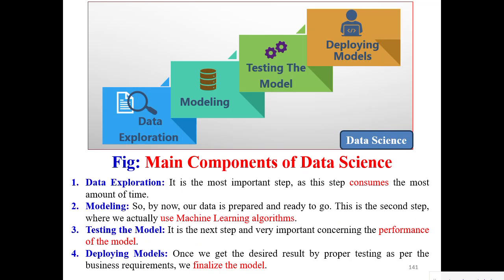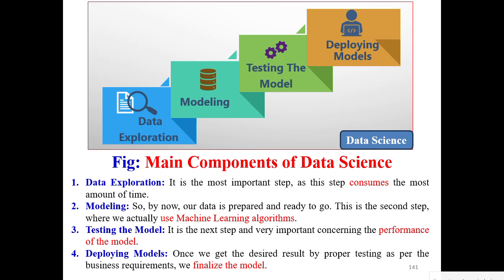Then the main components of data science are four steps. The first one is data exploration, which consumes the most amount of time, and we are applying classification, clustering, association rule mining, recommender engine, etc. on data exploration. Then we are moving to modeling.